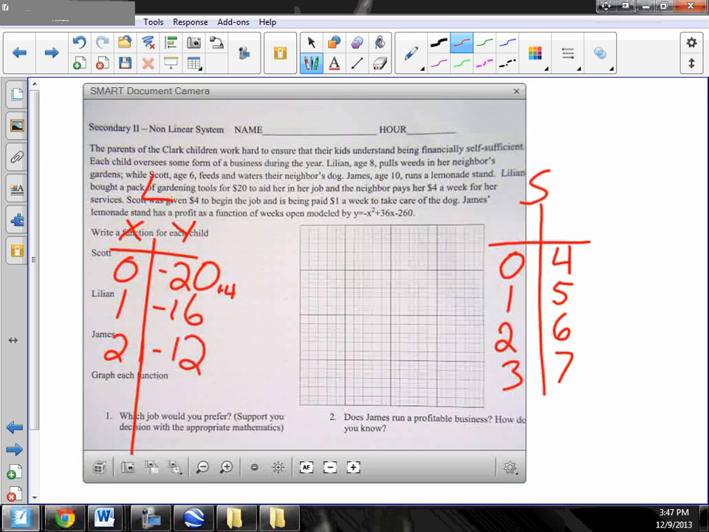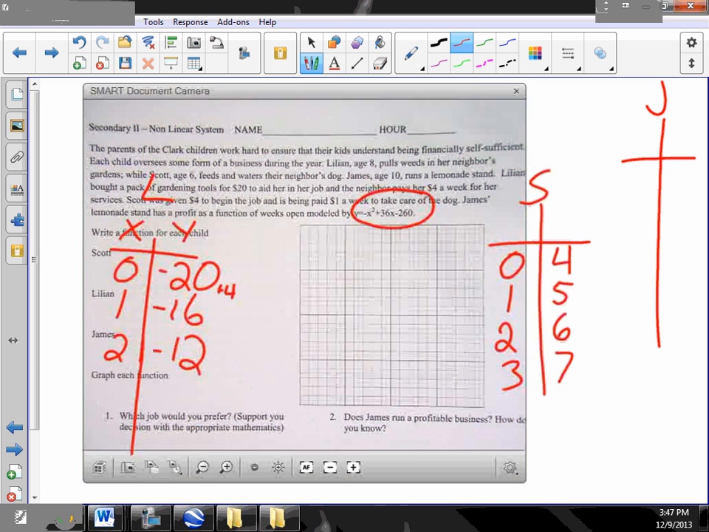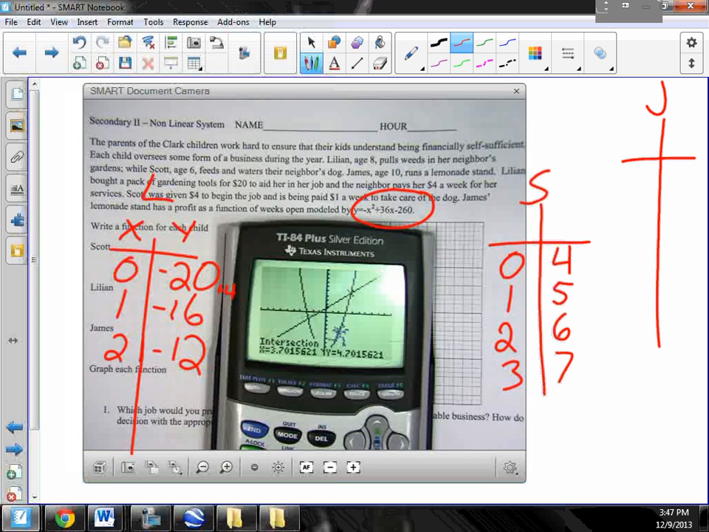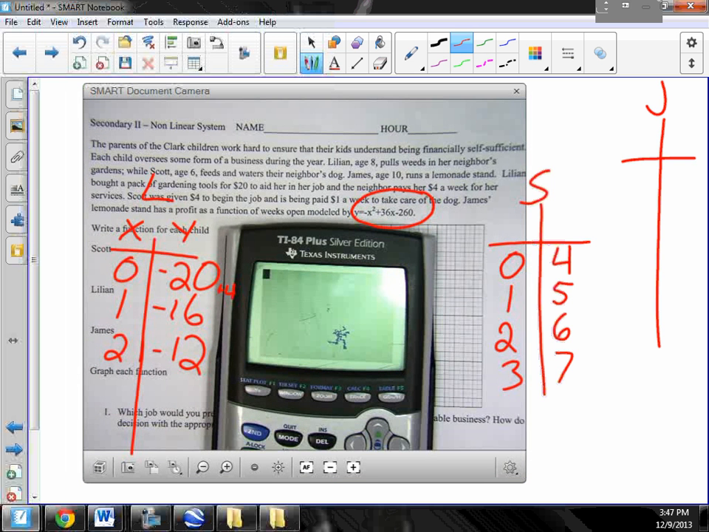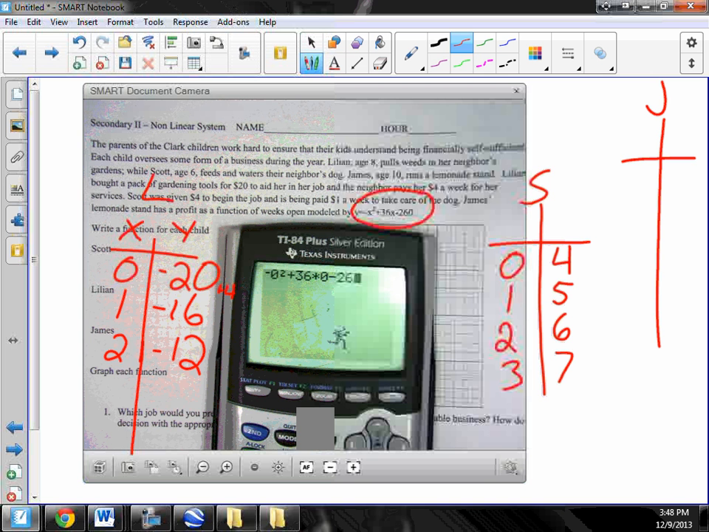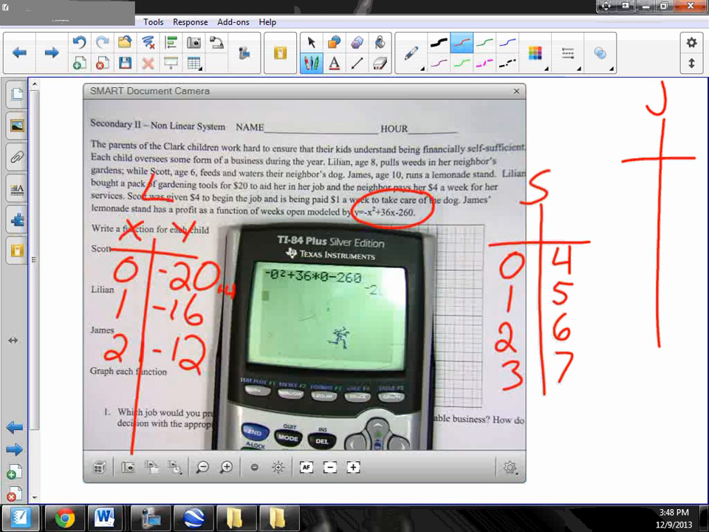James's chart is going to be following this function, negative x squared plus 36x minus 260. To figure that out, I'm just going to plug in values. I'm going to plug in 0: negative 0 squared plus 36 times 0 minus 260. So 0, negative 260.